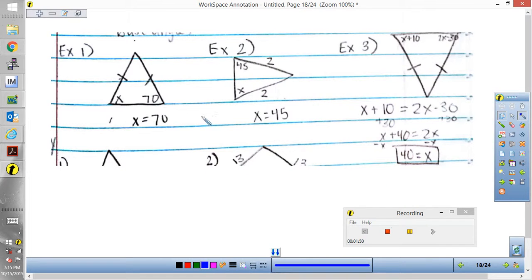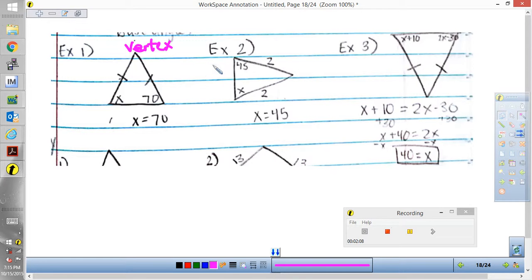Okay, we're going to do a couple examples here. In the first example, we have this mark X and X, tick mark, and we have X and 70. Where is the vertex angle? This would be the vertex angle up here, and these two would be called base angles. Since this is an isosceles triangle, this angle and the other base angle must be equal. So what is X? It's just 70. Remember to watch the examples first, and then I will give you a chance to copy them down.